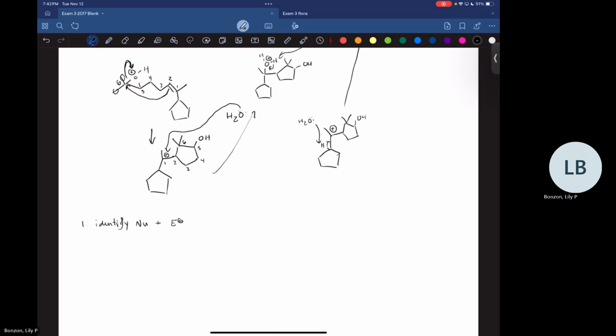Kind of like I mentioned earlier, if it feels like you're drawing something that doesn't make a lot of sense, like a primary carbocation, just go back and double check what you've done so far and see if there's any way you could do something different, or if you could do something like a hydride shift or a bond shift, methyl shift, whatever.